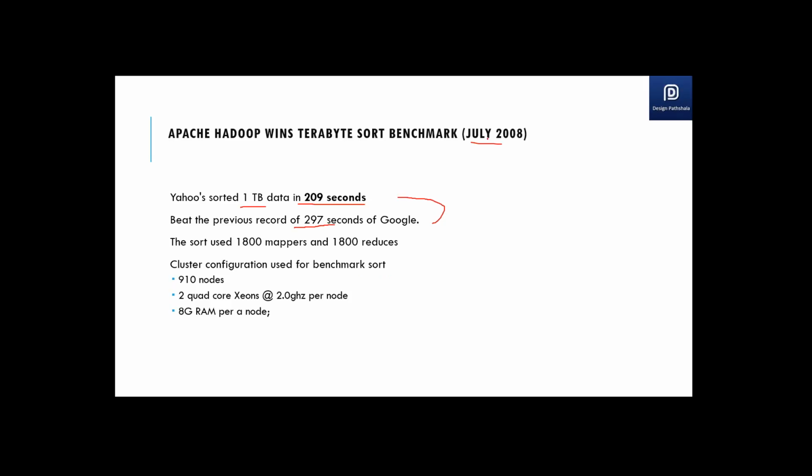What they used for this was a cloud which has 910 nodes in total. The configuration of each node was commodity hardware, like normal laptops and desktops people normally use: 2 quad-core processors and 8 GB RAM per node. So a pretty normal configuration, but they horizontally scaled the power by adding more nodes to the cluster. They used a 910 node cluster.